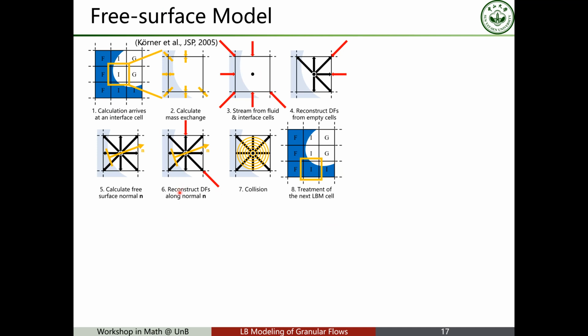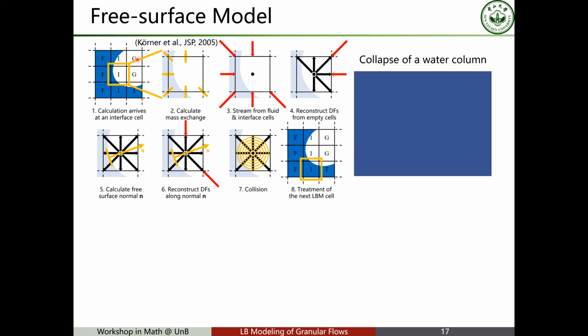And actually, we also need to reconstruct the density distribution functions along the surface normal. That means the directions which have an angle smaller than 90 degrees with this normal direction. And then the normal collision step can be done. And after that, we can treat the next fluid cell. So the advantage of this free surface model is that the gas cells are never accessed in the calculation. So we also call it a single phase free surface model, and it becomes very, very efficient.